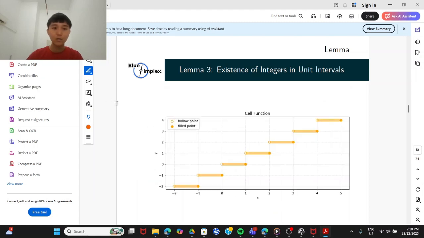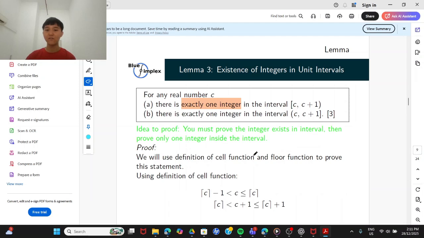So here you notice that you choose a random real number like this one, and then this one is between one and two, and the ceiling function of root of two is equal to two. And then the left side is the ceiling of c minus one. So the inequality becomes: ceiling of c minus one is smaller than c, and also c is smaller than or equal to the ceiling of c.